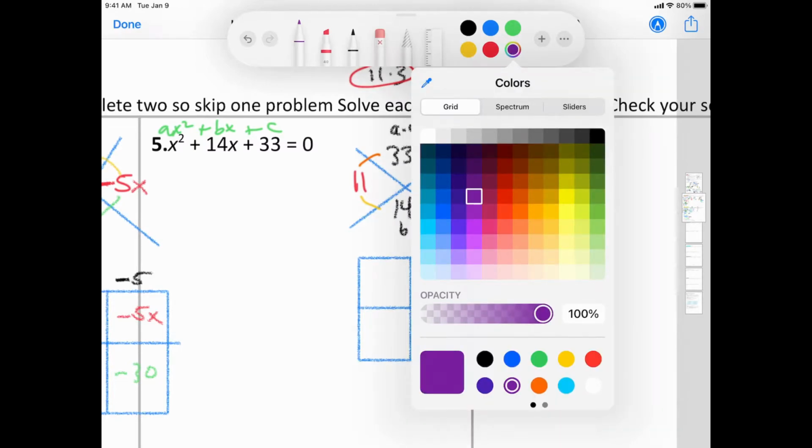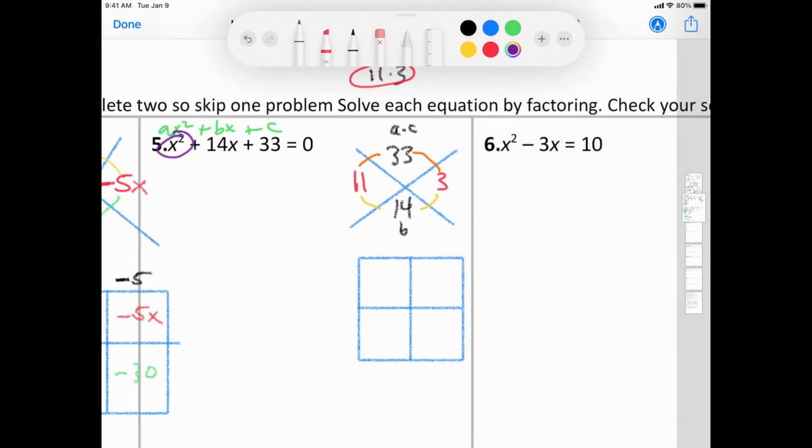Yay, hooray. Okay, x squared, the a value will always go on the top left. Always. The 14x is really 11x and 3x. So 11x and 3x. Those will always go on the bottom left, top right. And then our last one, the c value, will always go on the bottom right.